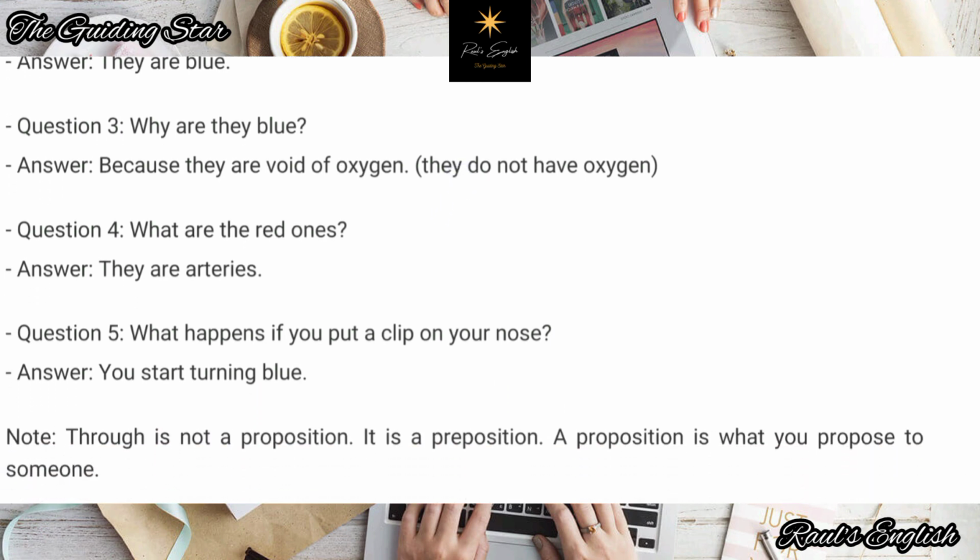So what are the red ones? So the red ones are arteries. The red tubes are the arteries. What happens if you put a clip on your nose? Do not put a clip on your nose. It's just a question. Do not try it out. So you start turning blue because the oxygen depletes. The amount of oxygen in the body plunges. It goes down. It reduces. Hence, you start turning blue.